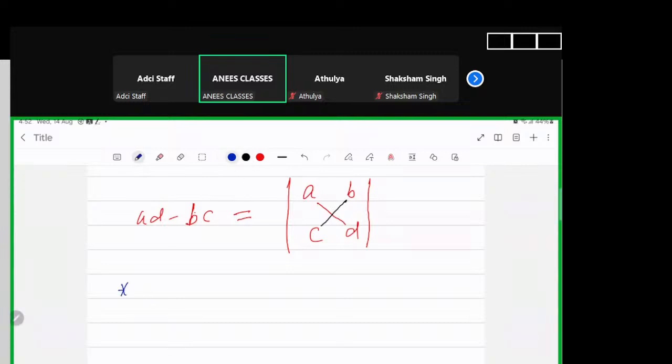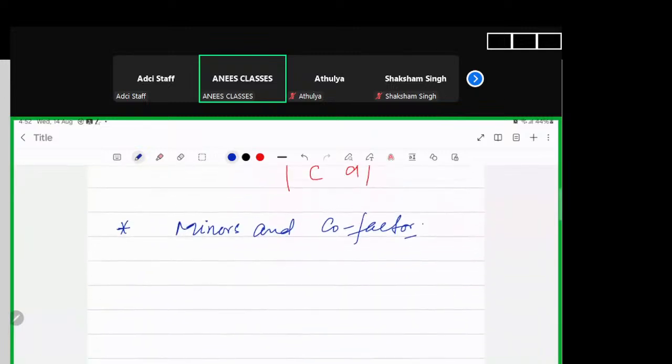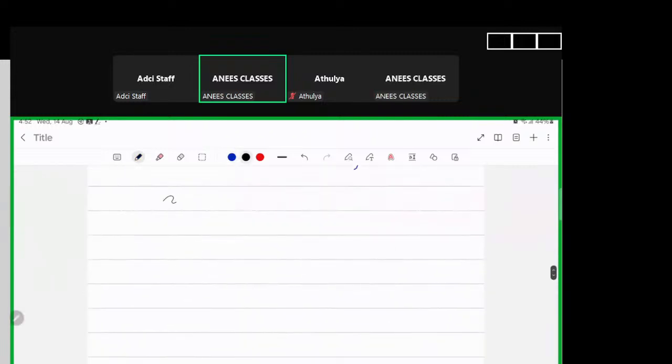Now I will learn minor and cofactors. Okay. Then expansion of determinant. Minors and cofactors. First, we will learn minor.